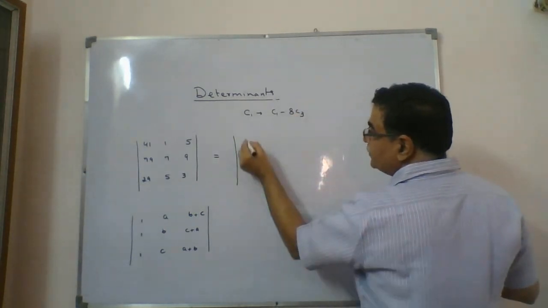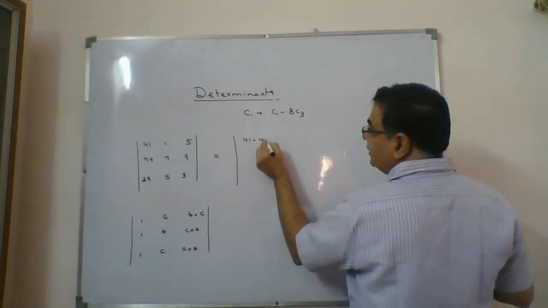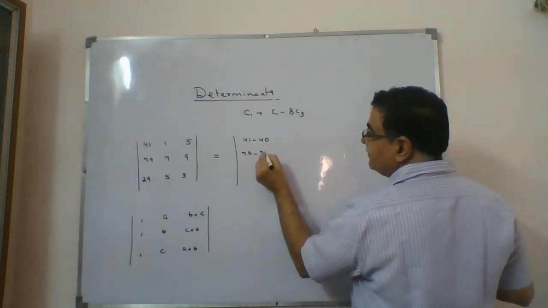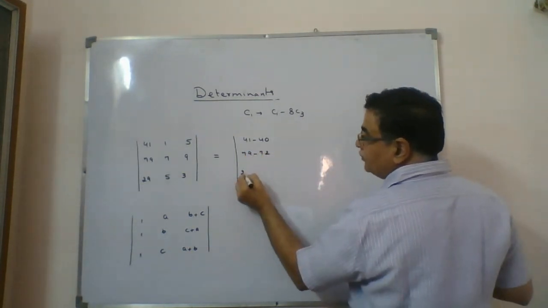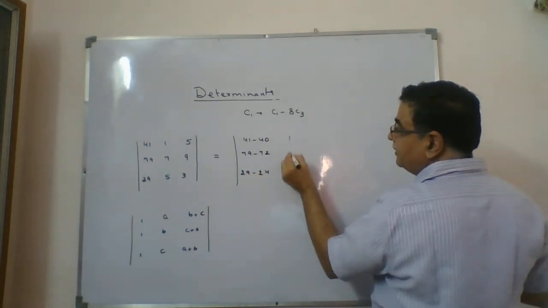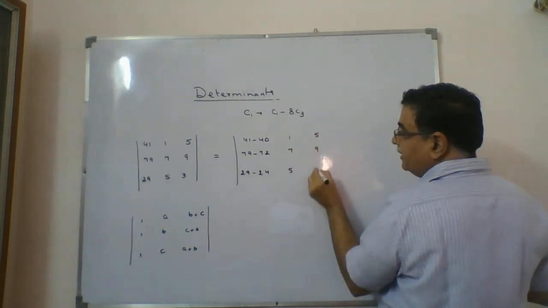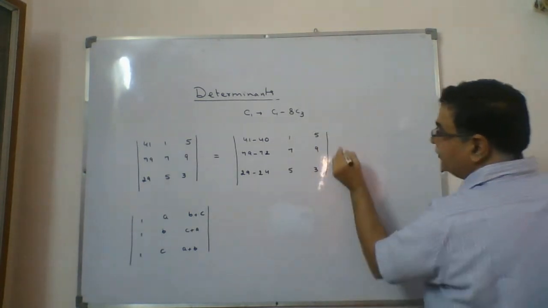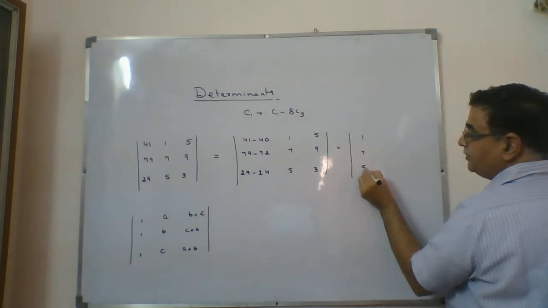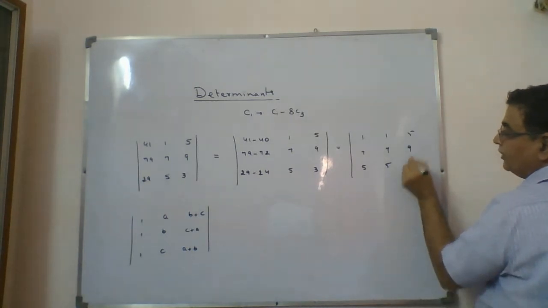When you do this, it will come 41 minus 8 times 5, that is 40. Then here it comes 79 minus 9 8s are 72. Then it comes 29 minus 8 3s are 24. Here it comes 1, 7 and 5. Then it is 5, 9 and 3. Now when you solve it, it will come out to be 1, this will be 7, this will be 5, 1, 7, 5, 5, 9, 3.